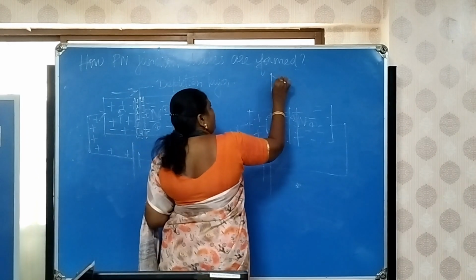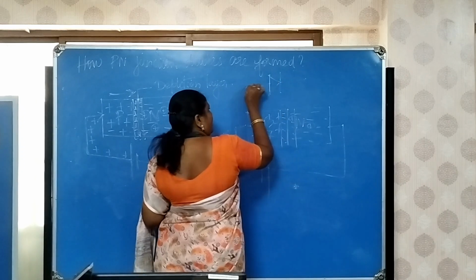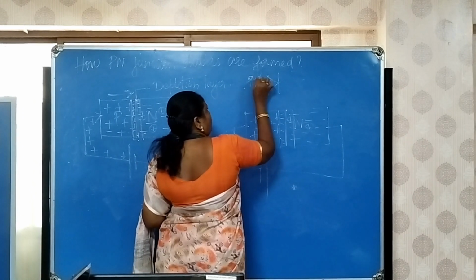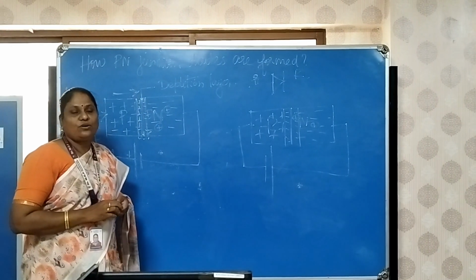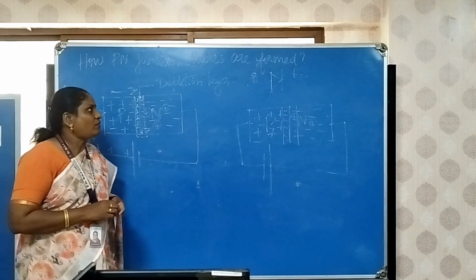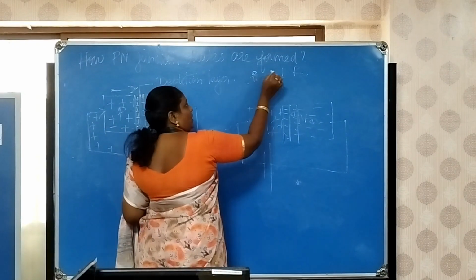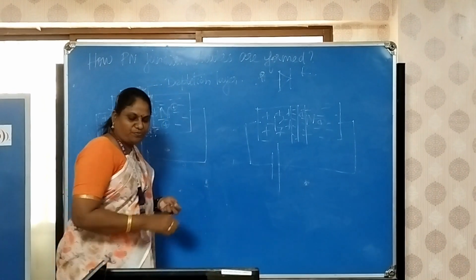And this one is the symbol of the PN junction diode. It has an anode and a cathode. A diode is a two-terminal device. It has an anode and a cathode.